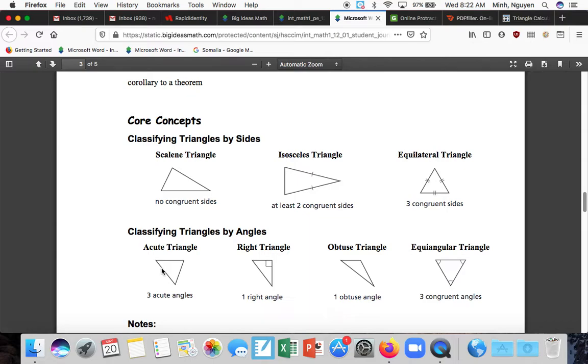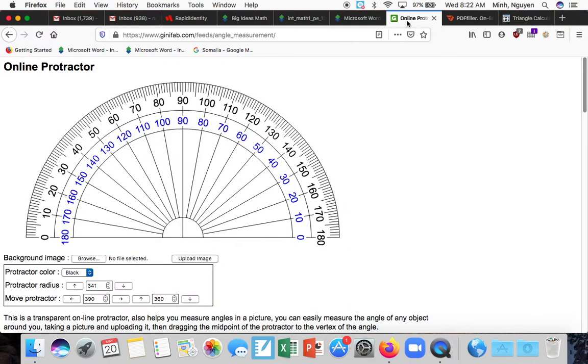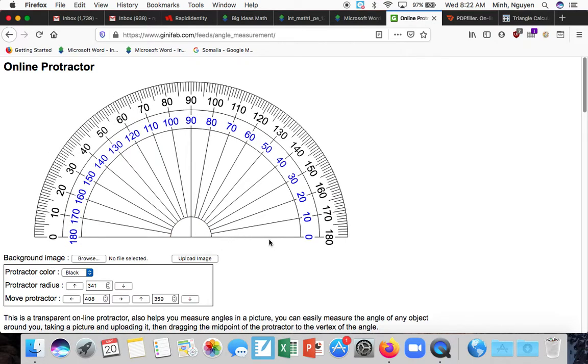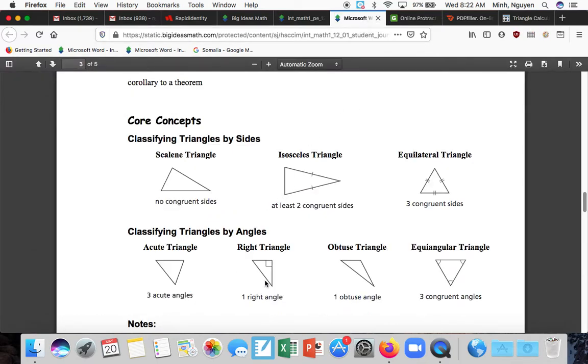An acute triangle is when all three angles are acute. Don't forget that when you're measuring an angle, this is the flat side. So for instance, if I had an angle from here to there, this angle right here would be 10 degrees. If you're using a protractor and you flip it around, acute means less than 90.